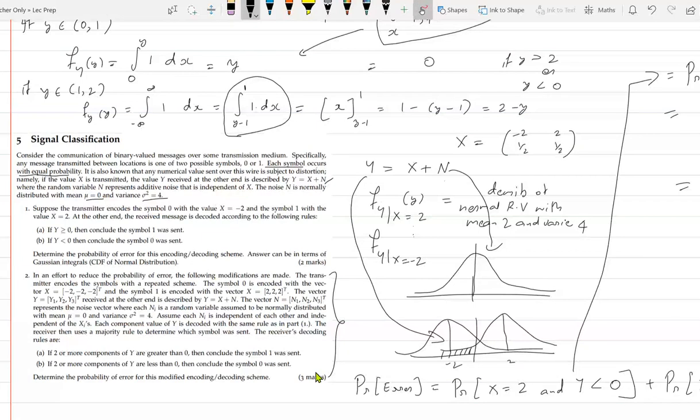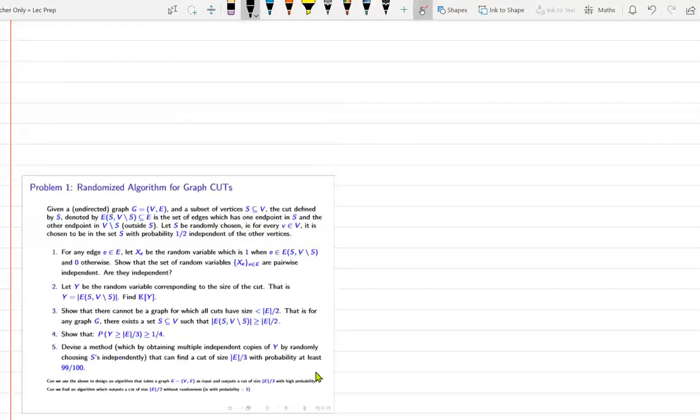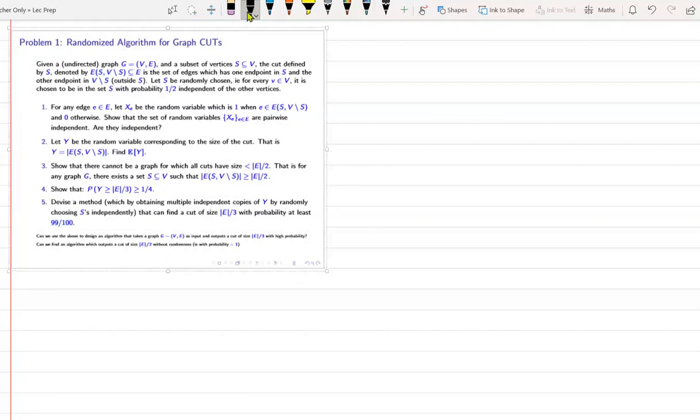Okay, so that is that. Now let's come back to what we were doing yesterday. This is a very important problem, which is why I want to discuss it properly. So hope you remember this problem. You have a graph. A graph has vertices and edges, and S is a subset of vertices.